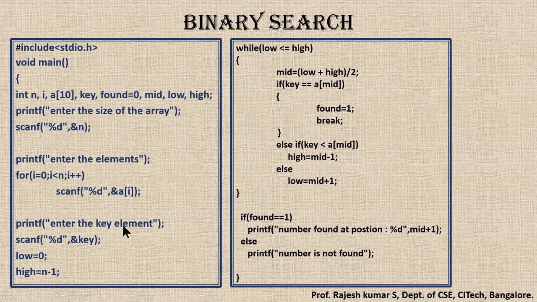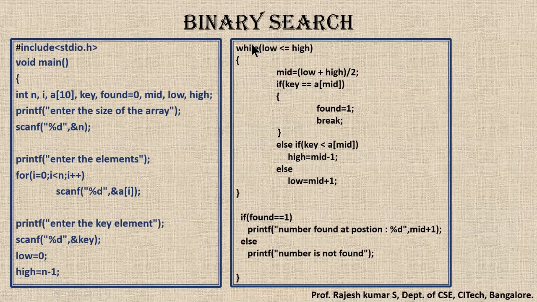Then enter the key element. You are storing the key element in the variable called key. You are initializing the variables low and high. Low can be initialized here, and high only after inputting the value for n. You can't initialize high is equals to n minus 1 over here. After inputting the size of the array, you can write high is equals to n minus 1.